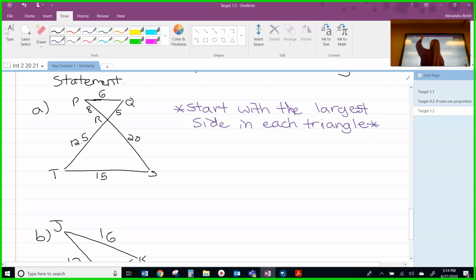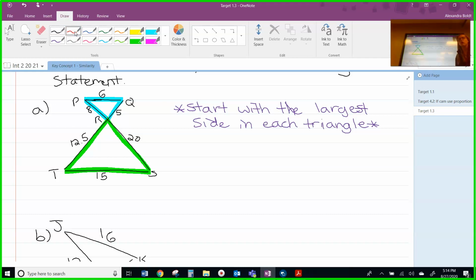Okay, so what I mean by that is right now we have this blue triangle and this green, right? These are two triangles that just happen to be touching at that middle point, okay? So I want to start with the largest side. So if I look at the blue triangle, my biggest number is 8. And if I look at the green triangle, my biggest number is 20. So I'm going to start with 8 over 20, and now I've used those.